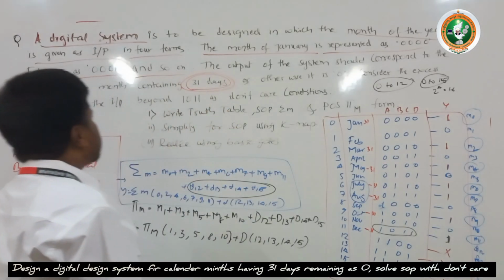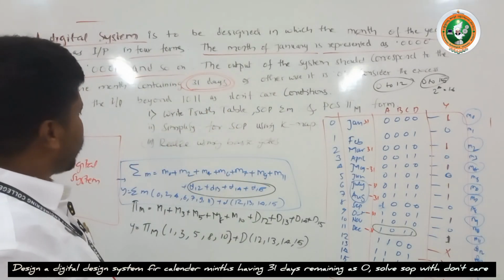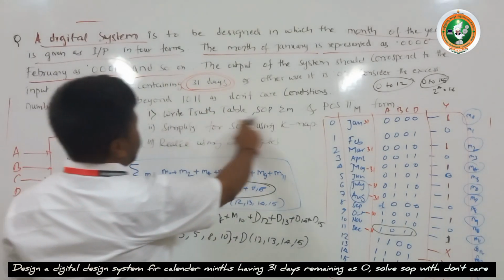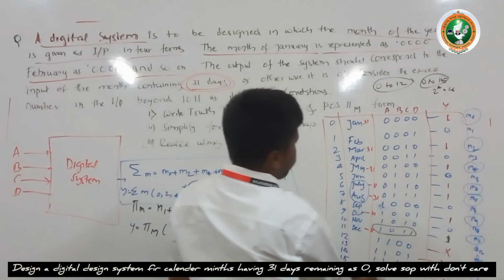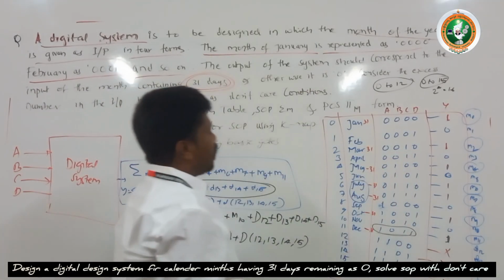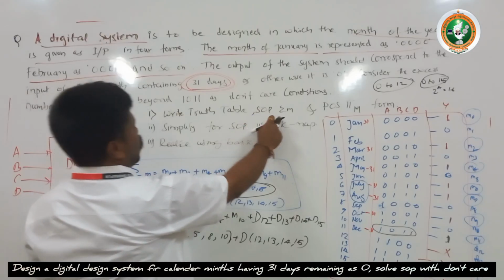Next, write the truth table for this one. We have written the truth table for this one. Next, the SOP form.